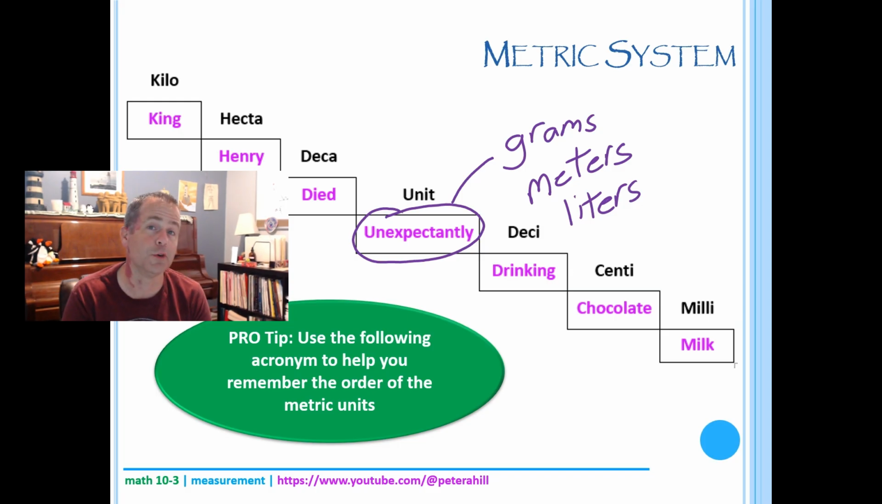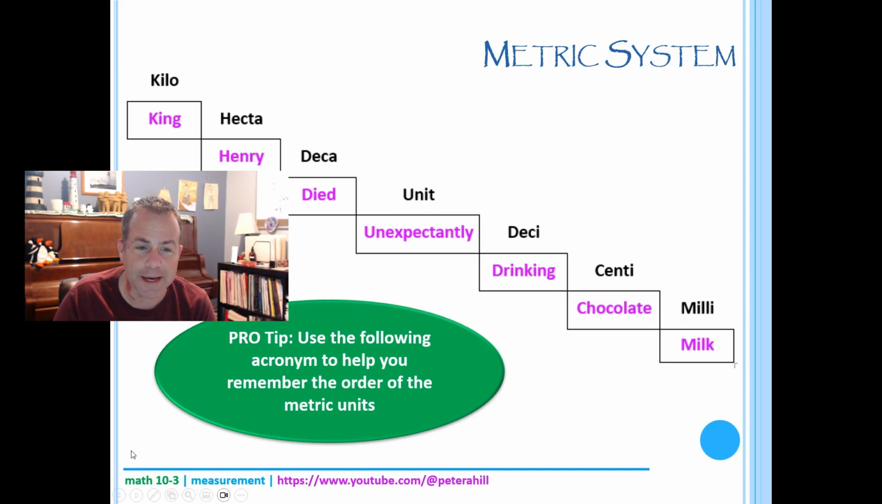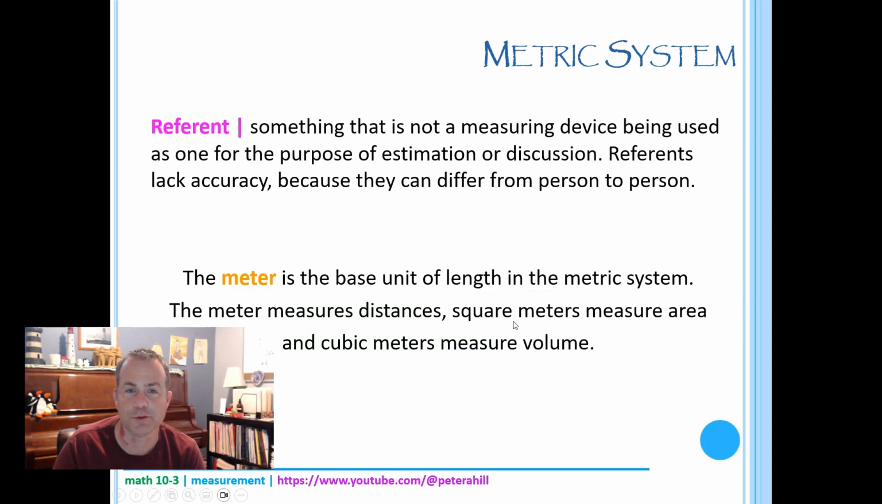I want you to notice, if you're paying close attention, I just spelled meters and liters two different ways. You can spell it M-E-T-E-R-S or M-E-T-R-E-S. One is kind of the English version and one is the French version. I just didn't want to confuse you if you're paying very close attention.